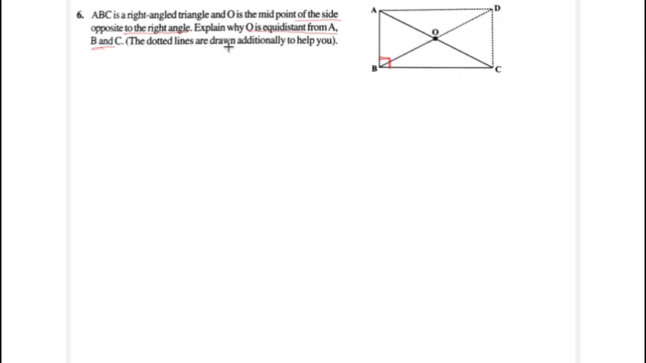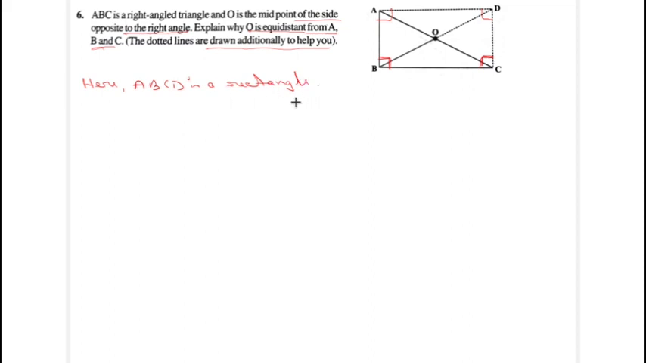The dotted lines are drawn additionally to help you. Now see, by drawing this part with the help of dotted lines, it is clear that they have given us a rectangle. Now in a rectangle, the diagonals are also given, AC and BD. Here we will write: ABCD is a rectangle.